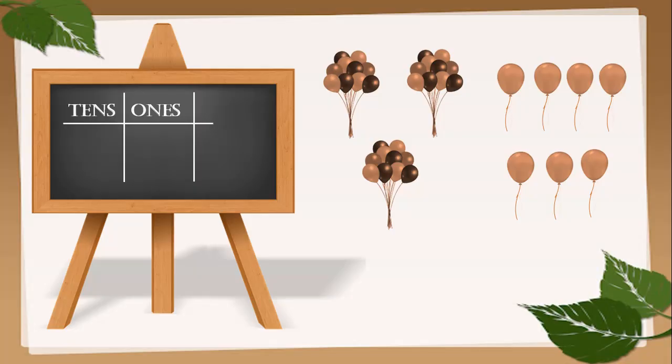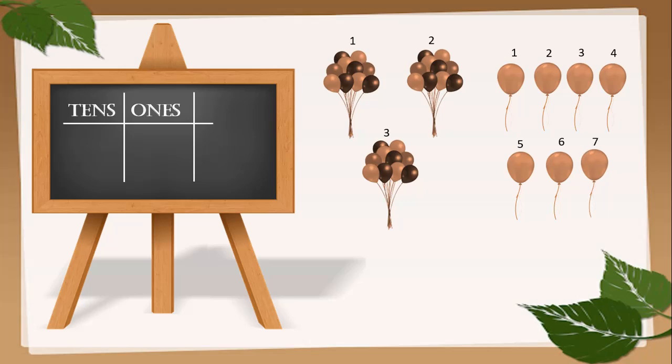Children, here you can see balloons. Some balloons are in groups. Each group has 10 balloons. Some balloons are loose or left out balloons. Children, let us try to count them. First group of 10, second group of 10, and third group of 10. Now, let us count the left out balloons. 1, 2, 3, 4, 5, 6, and 7.